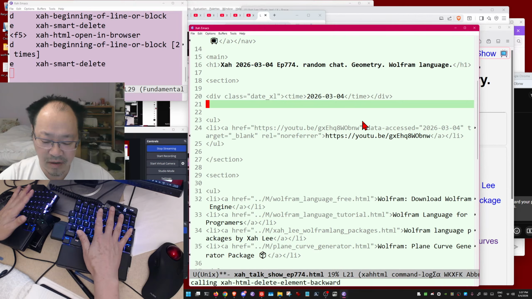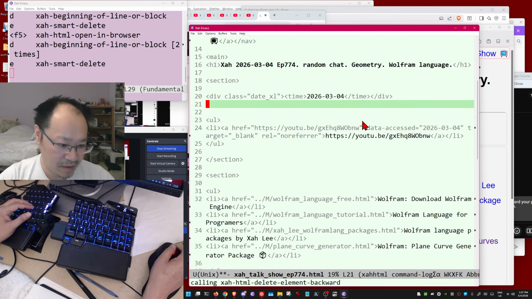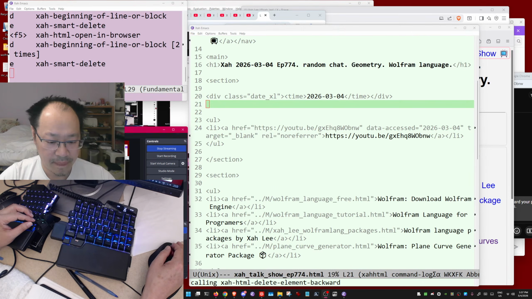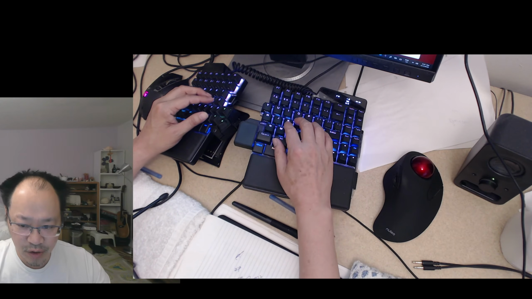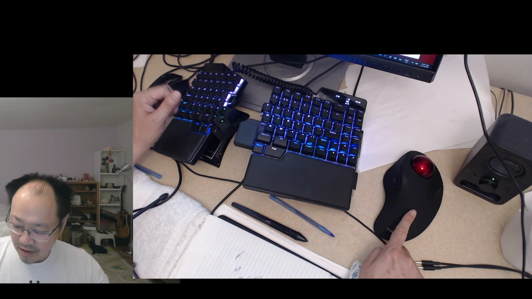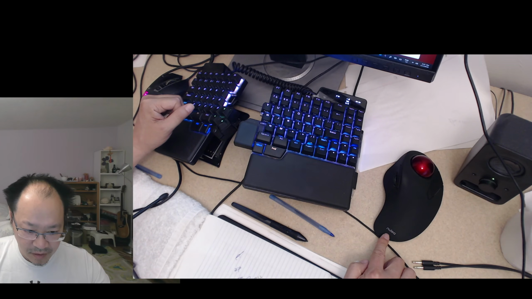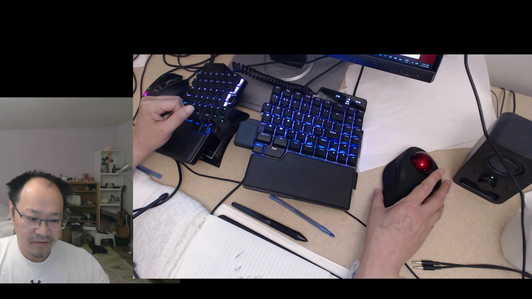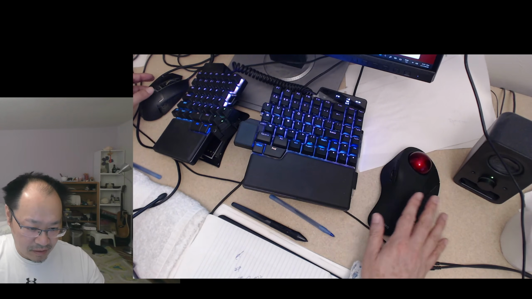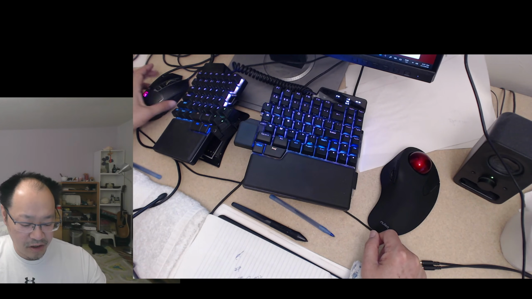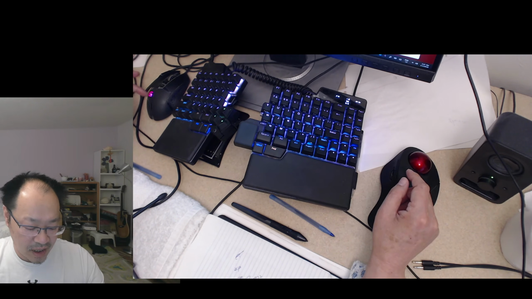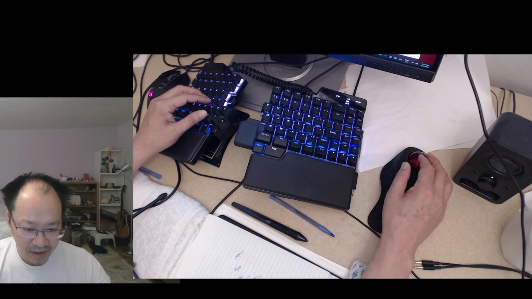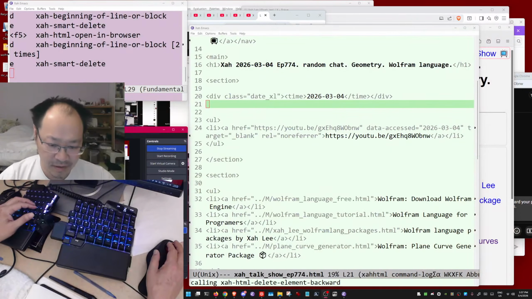I'm using this Ultimate Hacking Keyboard 80, UHK80. You can find it in my reviews on YouTube. And that's the Nulea trackball. Fantastic. That's my favorite trackball. And this one is the very popular Logitech G502. I've had it for something like 7 years. I think I've been using it for 7 years.